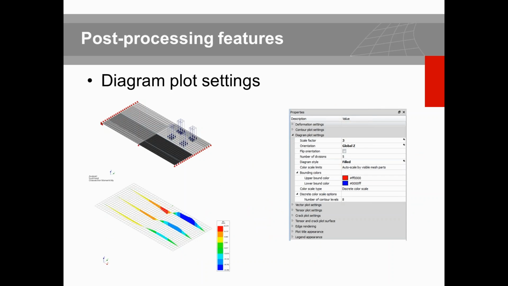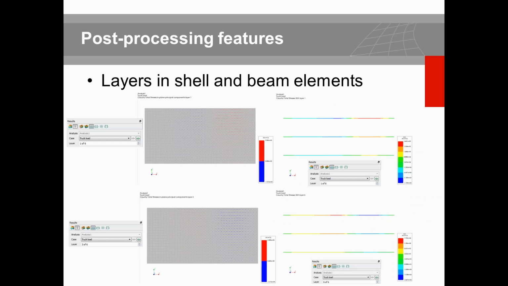For 1D elements, we have a diagram plot, so this could be like a beam type of output. And when we are talking about layered shell elements or beams, based on the different integration points, you can see the results per corresponding layer or integration point.